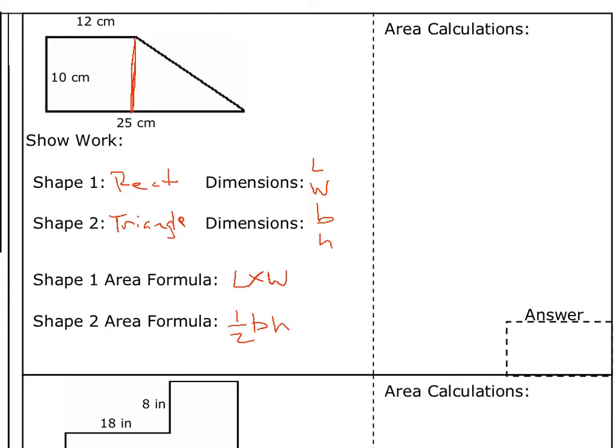Now, starting with the rectangle. The rectangle is super easy, really easy to find the dimensions there. What are the length and width of this rectangle? Oscar.